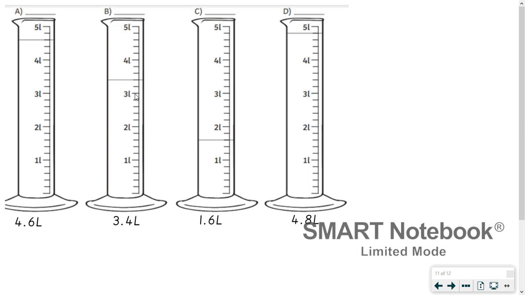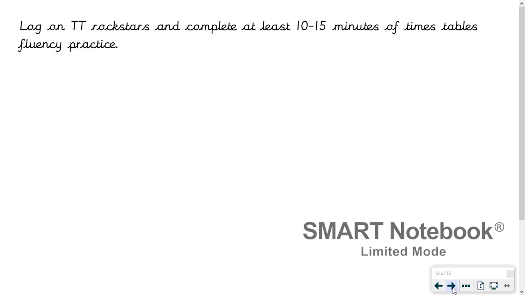This one, 3.4. This one, 1.6. And this one, 4.8. Wonderful. Now, as we usually do, can you please go into TT Rockstars and practice your fluency skills, your times table skills for at least 10 or 15 minutes, and then you are done with maths for today.